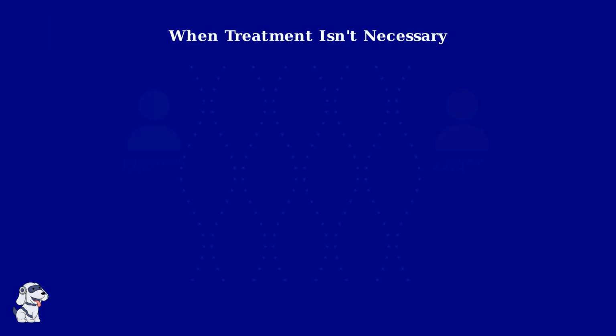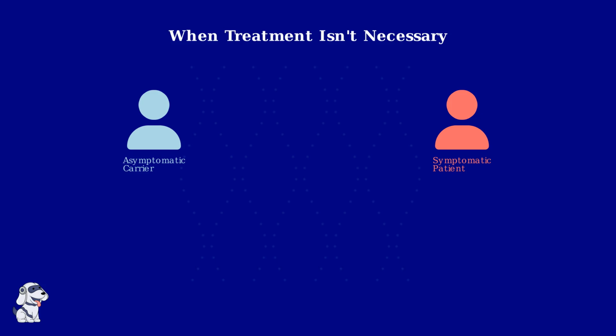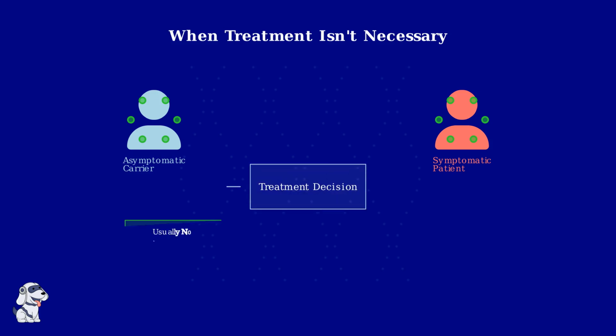Not everyone infected with Giardia needs treatment. The decision depends on whether you have symptoms or not. Both people shown here are infected with Giardia parasites. However, the person on the left has no symptoms at all. They're what we call an asymptomatic carrier. The general rule is simple: if you have Giardia but no symptoms, you usually don't need treatment. Your immune system can often handle the infection on its own.